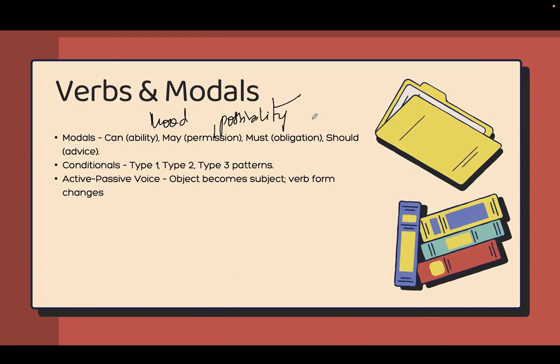Okay, your mood, your possibility, or necessity. Use the right one for the context. Can for the ability, may for permission, must for obligation, should for advice. For example, I can swim, you may leave now. Okay, giving the permission, you may leave now.